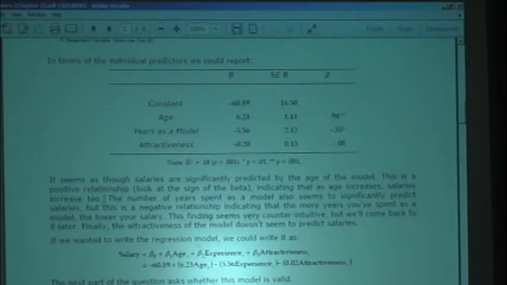It seems as though the salaries are significantly predicted by age of the model. This is a positive relationship. Look at the sign of the beta, indicating that as age increases, salaries increase too. Number of years spent as a model also seems to significantly predict salaries, but this is a negative relationship, indicating the more years you spend as a model, the lower your salary. This finding seems very counterintuitive, but it will come back to that later. Finally, the attractiveness of the model doesn't seem to predict salaries.